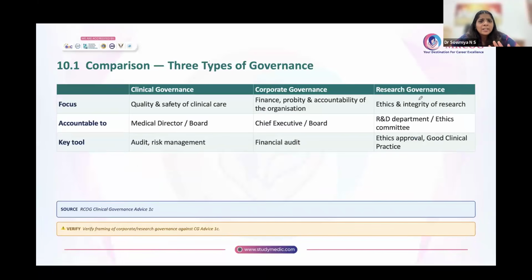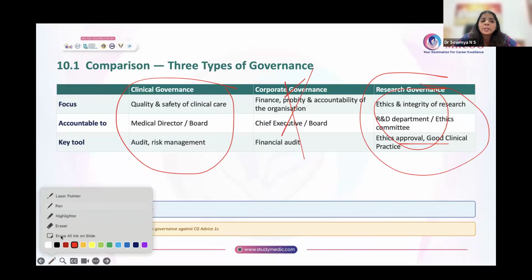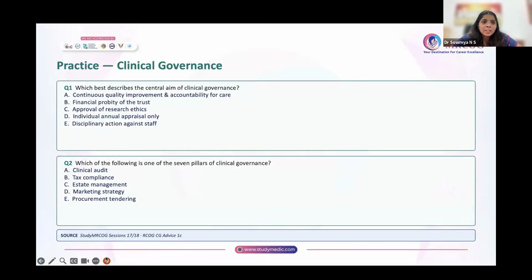And I wouldn't go into the detail. You are supposed to know only this part of it. Corporate governance is not our headache. Research to some extent, yes, because you need to know about the good practice, you need to know about the ethics, all those things. But corporate governance to some extent, we need not worry. Okay, but you need to know there are different types of governance involved.